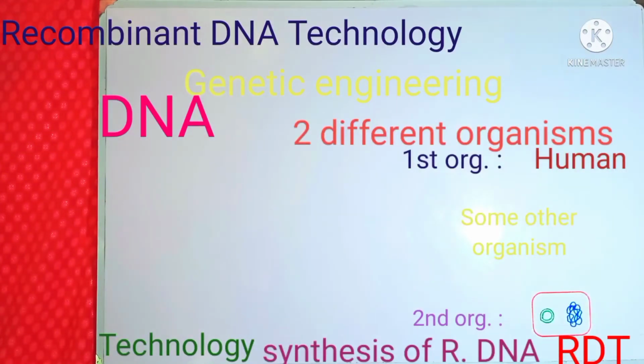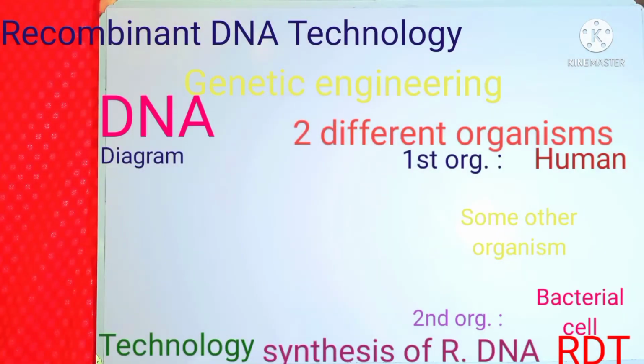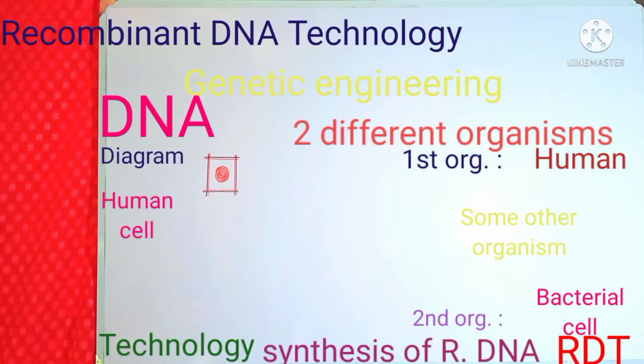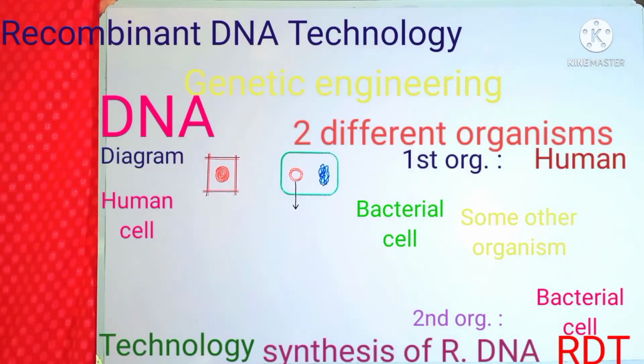Let's understand recombinant DNA technology with the help of a diagram. Let's suppose the first is a human cell. At the center there is DNA, whereas the second cell can be a bacterial cell or some other organism's cell. This is the plasmid of the bacterial cell, whereas this is its DNA.